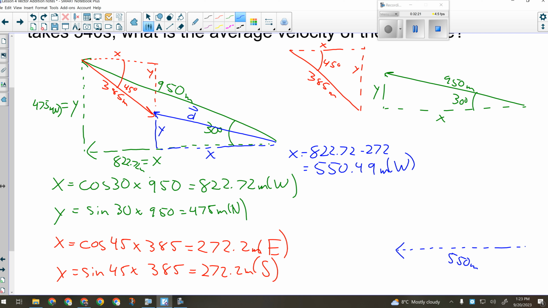Okay, so I've got one side of that triangle now. I'm building it blind, unlike in this method where I can just go 550 meters. That's great, I can do that. But on here I've got to build it blind.